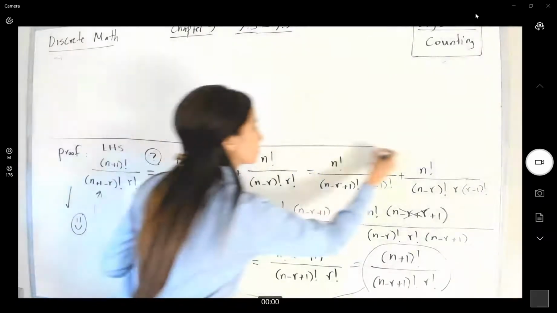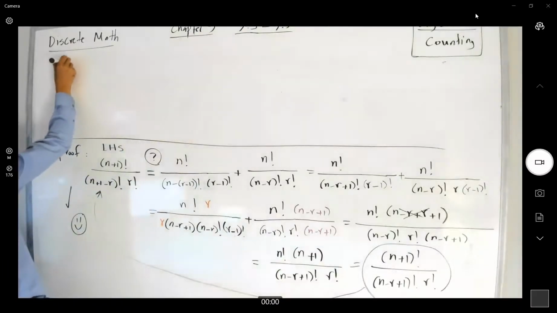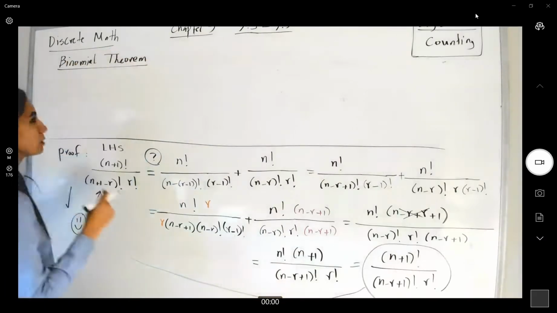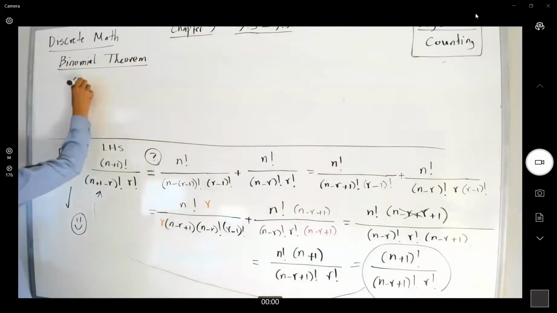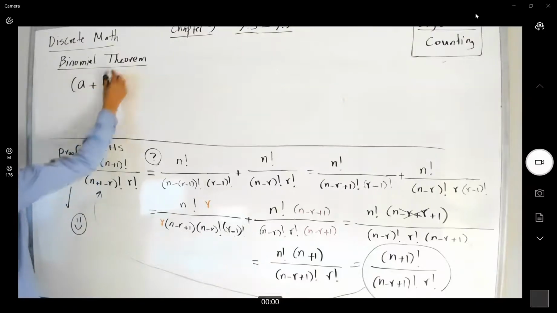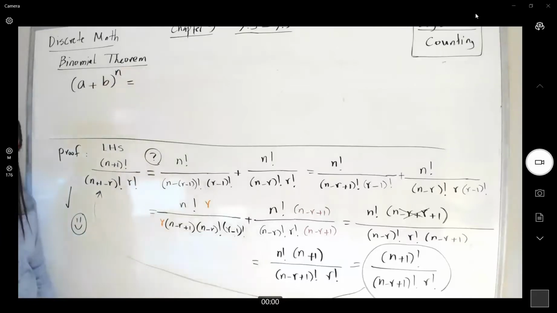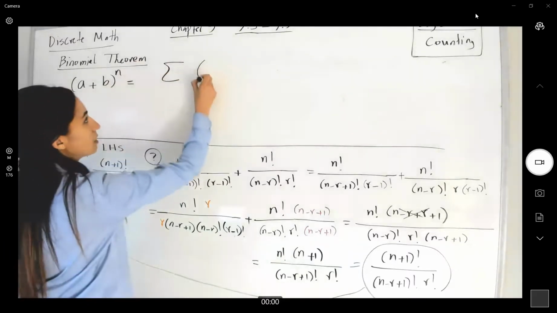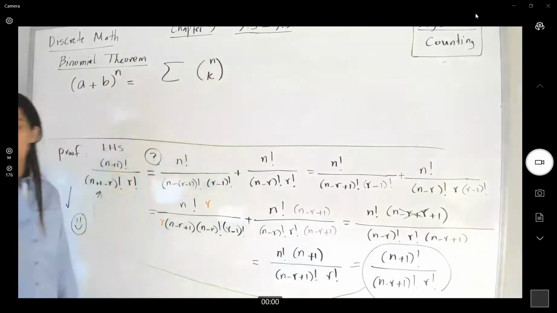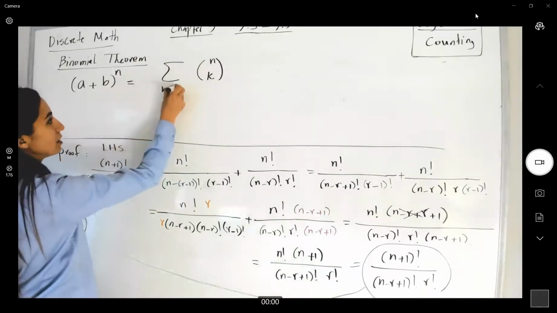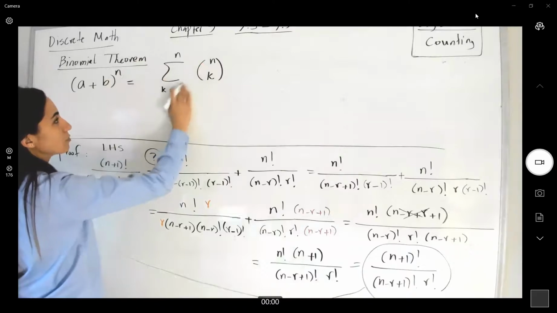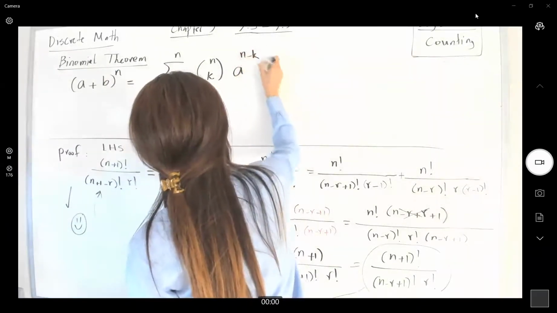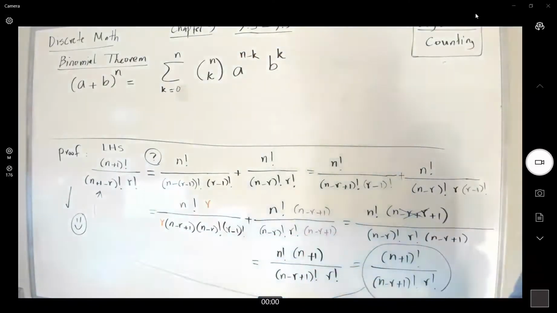Binomial Theorem. The binomial theorem says, if you have a binomial a plus b raised to n, this can be written as the sum of the combination of k elements out of n elements, where k starts from 0 to n, of a raised to n minus k and b raised to k.